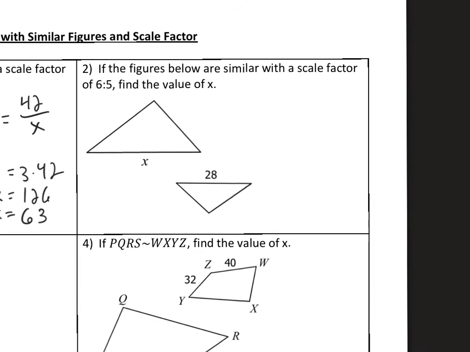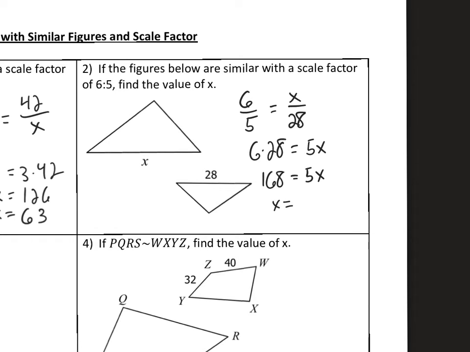Okay, moving over to number 2. This figure below is similar with a scale factor of 6 to 5. Find the value of x. So 6 to 5, scale factor. X is part of the larger shape, so I'll put it on top, and 28 is part of the smaller shape, so I put it on the bottom. And we'll find the cross product. 6 times 28 equals 5x, and 6 times 28 is 168. And 168 divided by 5 is 33.6.